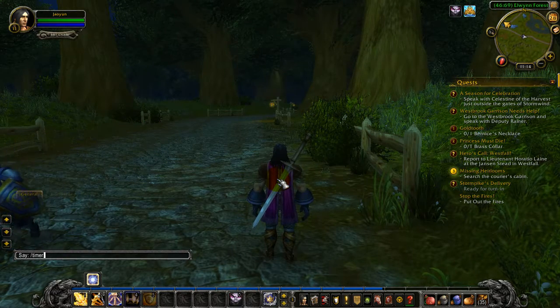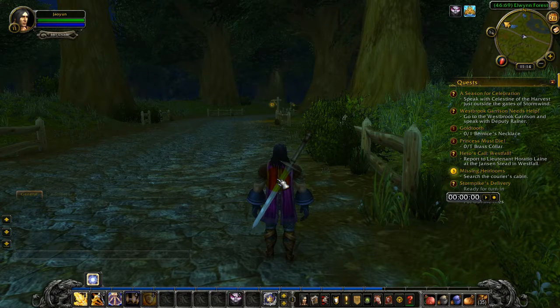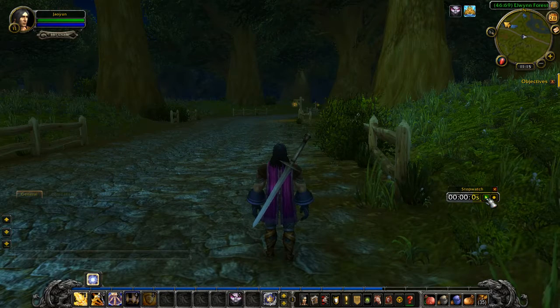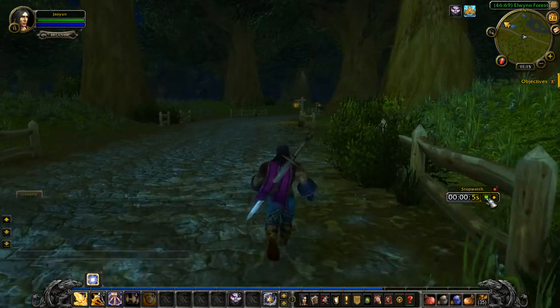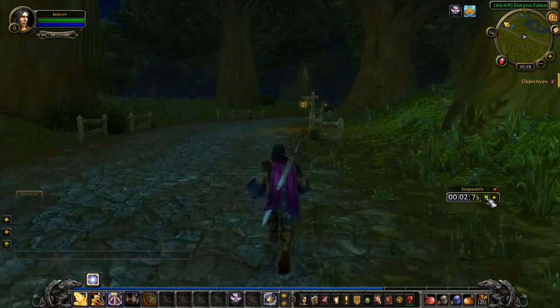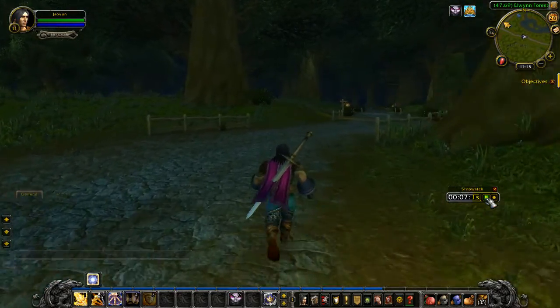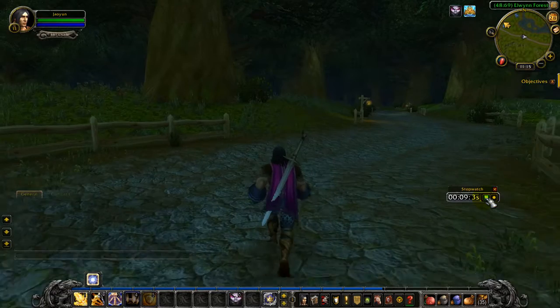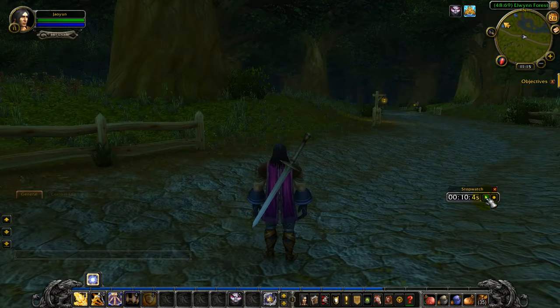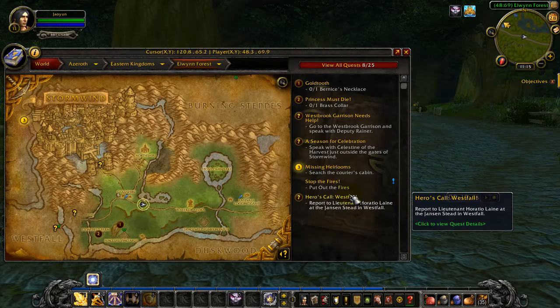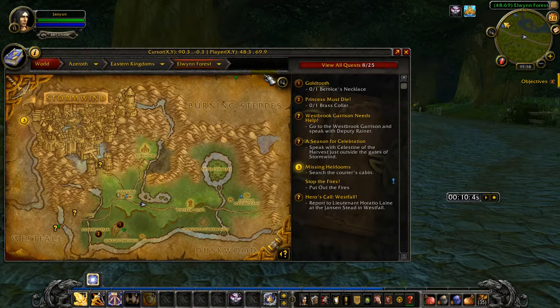Let's bring up the timer. Ready, set, go. I'm going to run for a bit and stop at about 10 seconds. 10.4 seconds. Now I'll see where I ended up. In 10.4 seconds I have traveled to 48.3. So let's write that down.